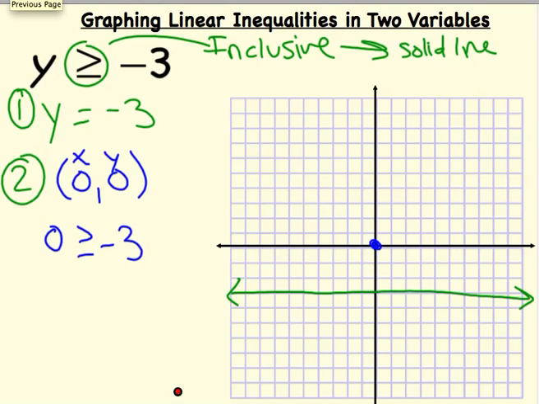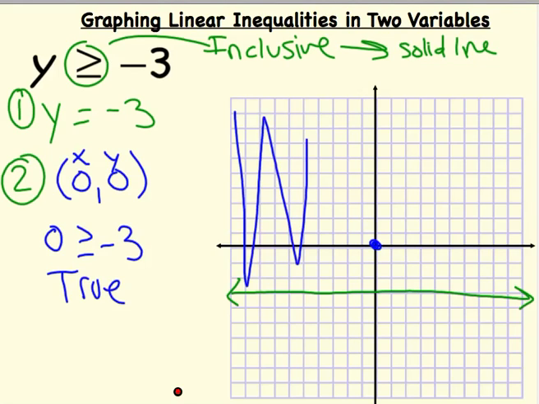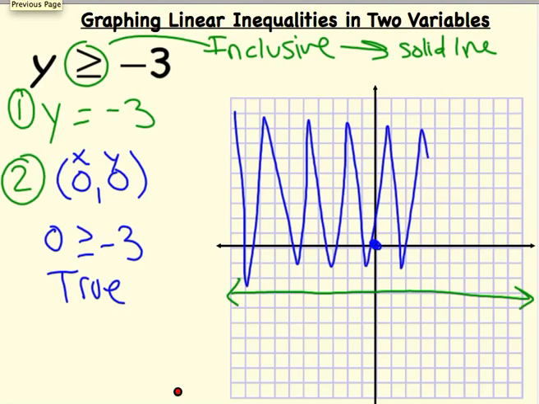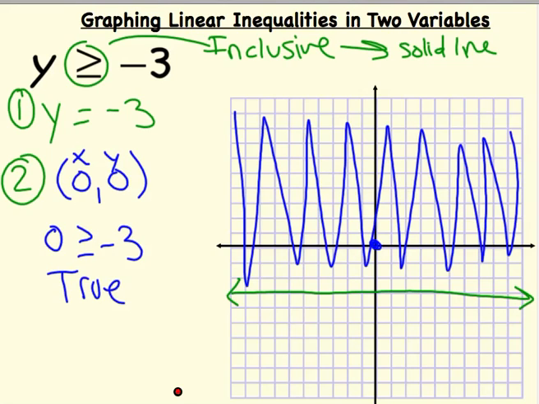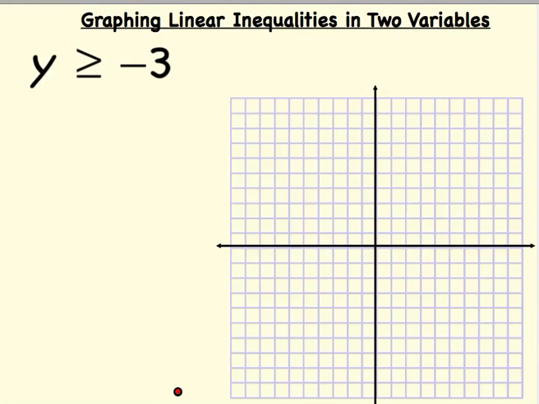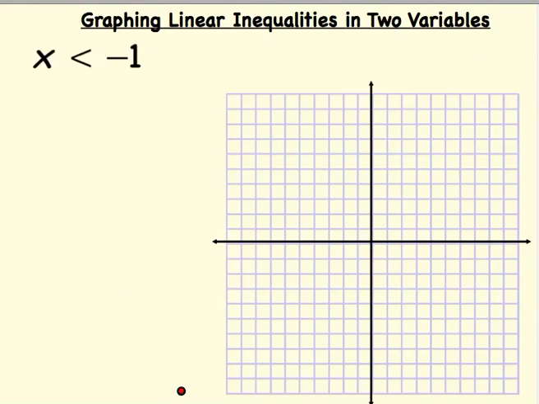I would say that is a true statement. 0 is larger than all negative numbers. So therefore, the test point that I picked is true. So it's in the good region. So I'm going to shade the entire side of the line that includes the test point. And that is it. So let's try one more of these. The next slide is a duplicate, so you can just skip that. The last one.